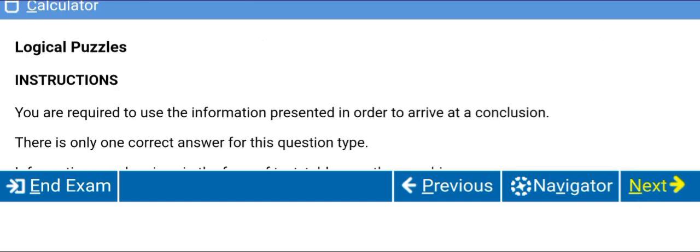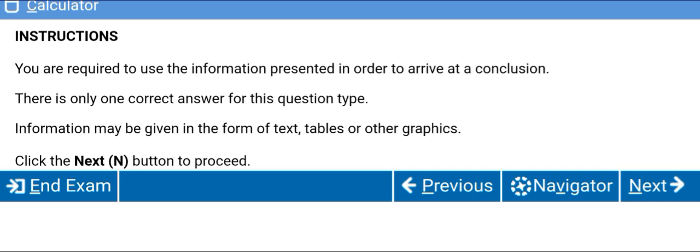So now here we have completed our syllogism type of the decision making. All of the questions we have practiced. Now we're going to start from the logical puzzles, the second type of decision making practice questions. So first let's read some instructions for the logical puzzles, then we will continue with some examples.